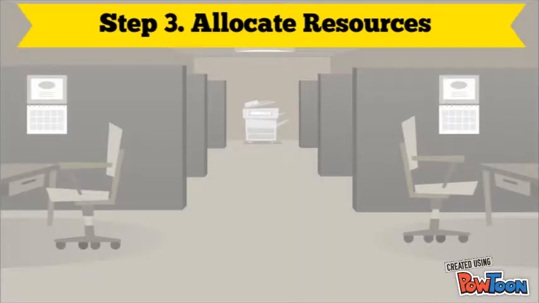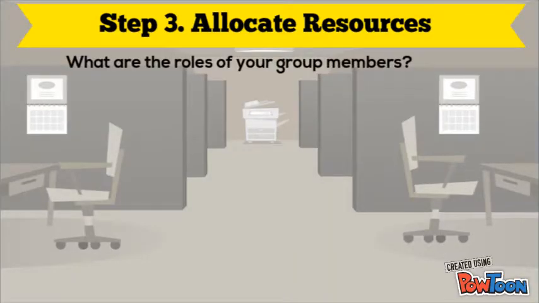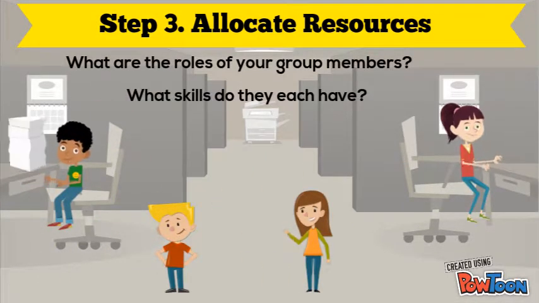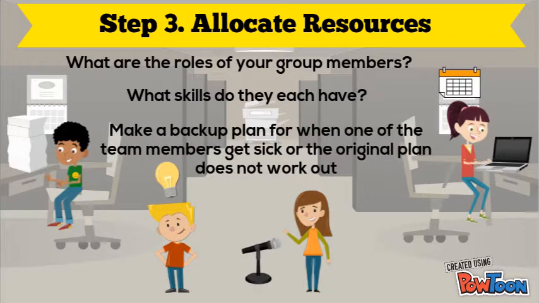Step 3. You need to allocate resources. What are the roles of your group members in your team? What skills do they each have? Do you have a backup plan just in case one of your group members is sick, or if your original plan does not work out?